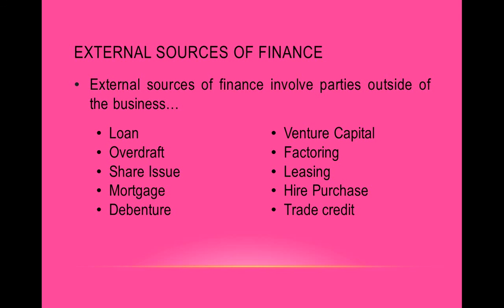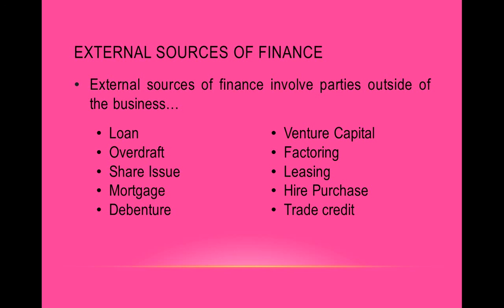External sources of finance involve parties outside of the business. So, loans and overdrafts initially come from the bank, although not necessarily. A loan could be something that you gain from friends or family, but usually a loan is money that's borrowed from a financial institution like a bank and repaid with interest. An overdraft is an agreement with the bank where you can spend more money than you have in your account, and it's a good short-term source of finance because you only pay interest when you're actually using the overdraft.